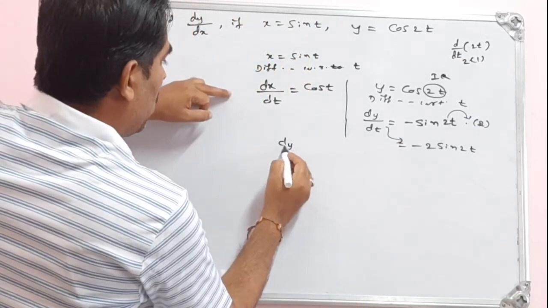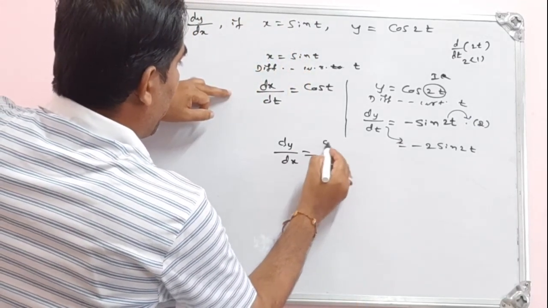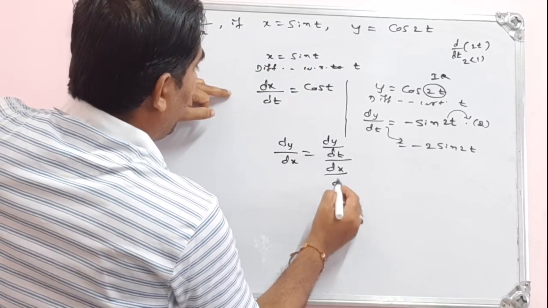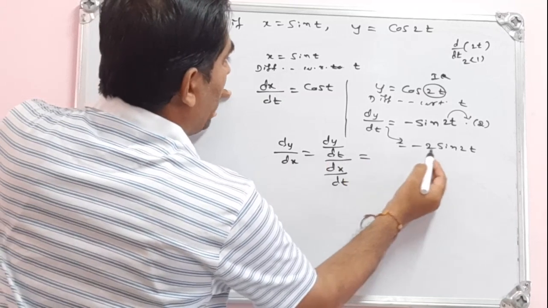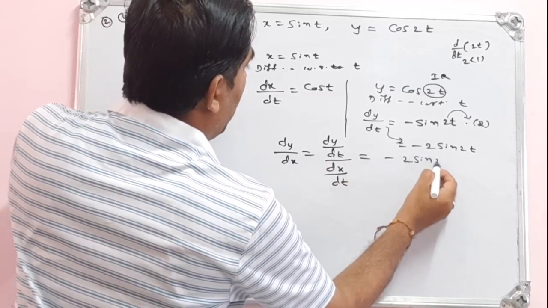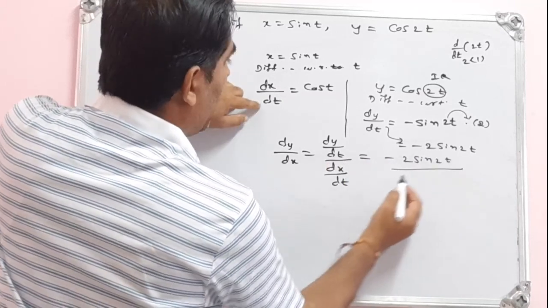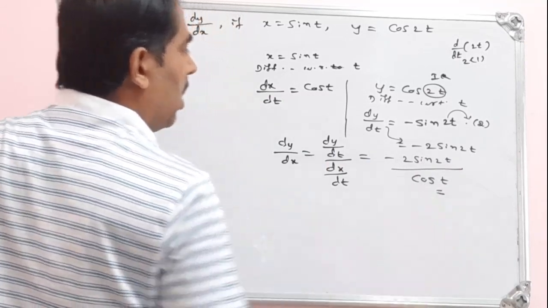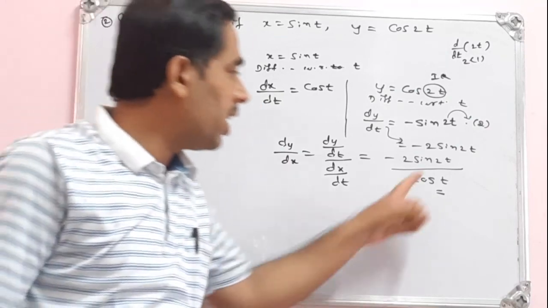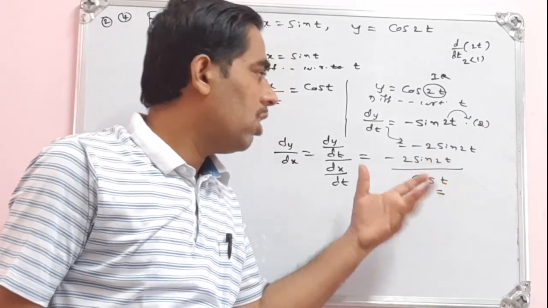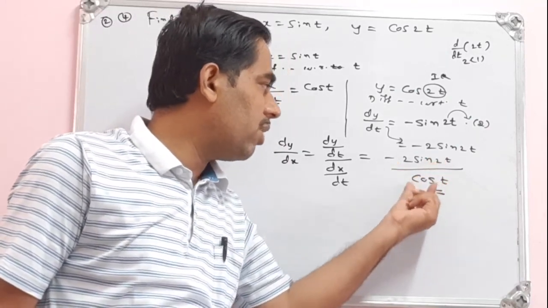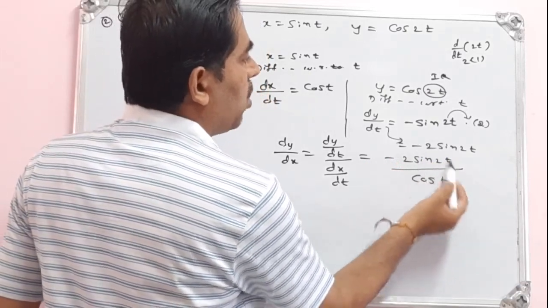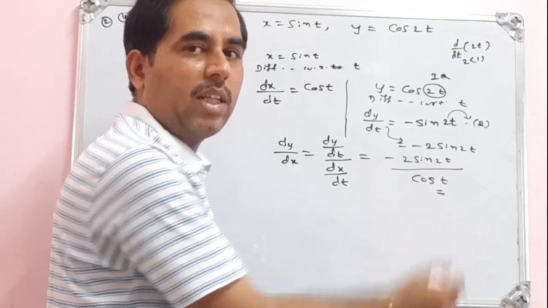So we want the derivative dy by dx. That can be written as dy by dt divided by dx by dt. dy by dt is minus 2 sin 2t divided by dx by dt, which is cos t. So this will be the derivative. Here this is 2t and this is t, we cannot do anything: minus 2 sin 2t divided by cos t. Otherwise, we can use the formula for sin 2t and make the simplification.